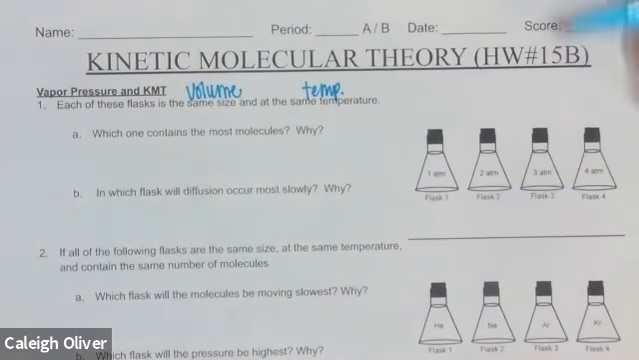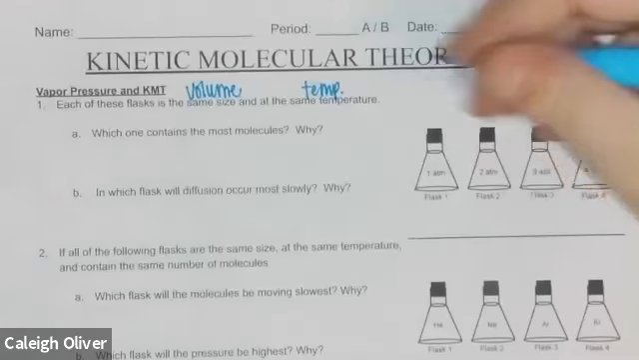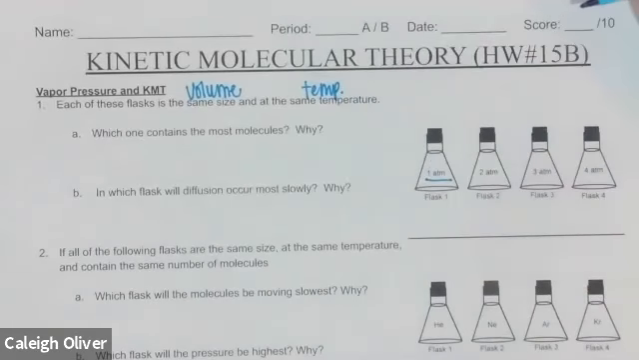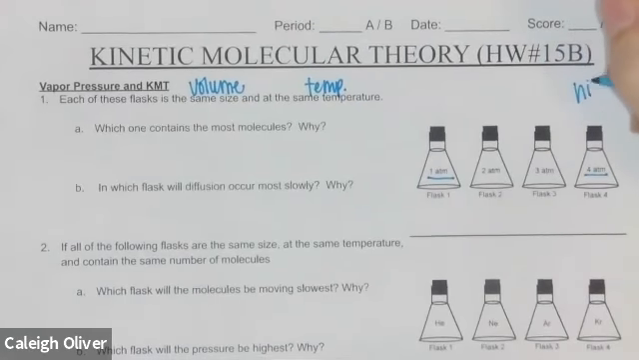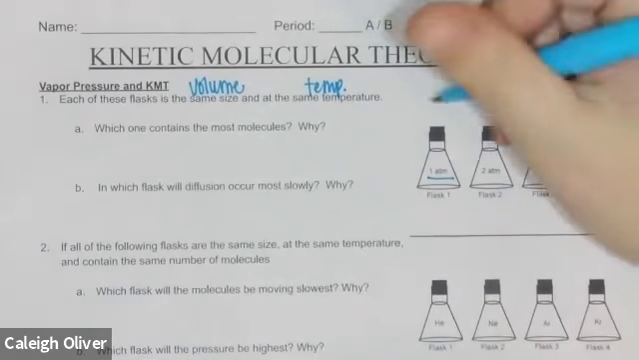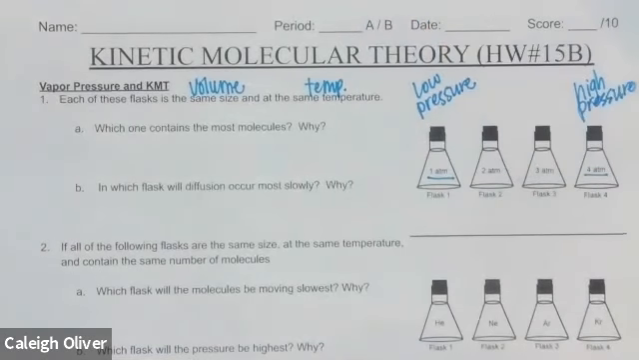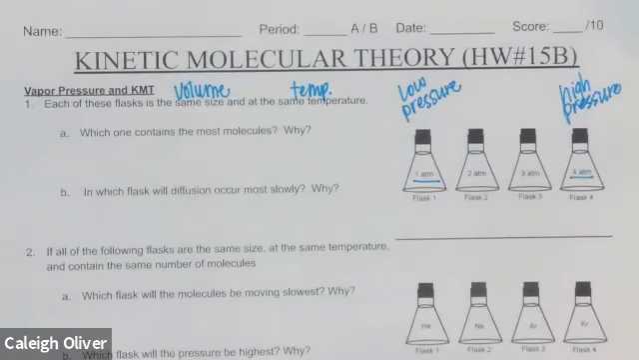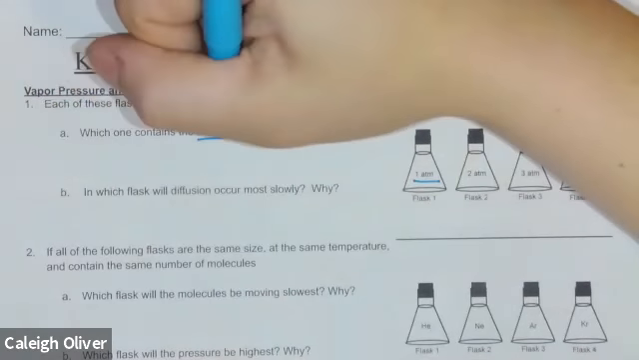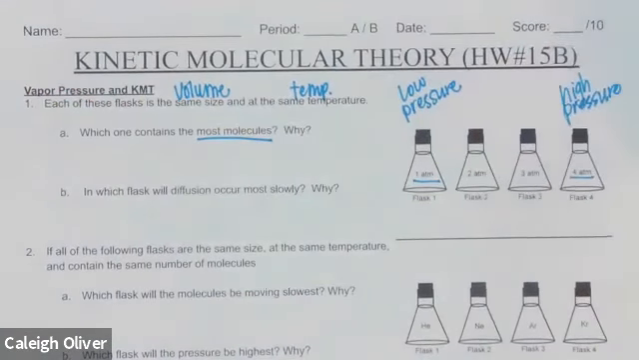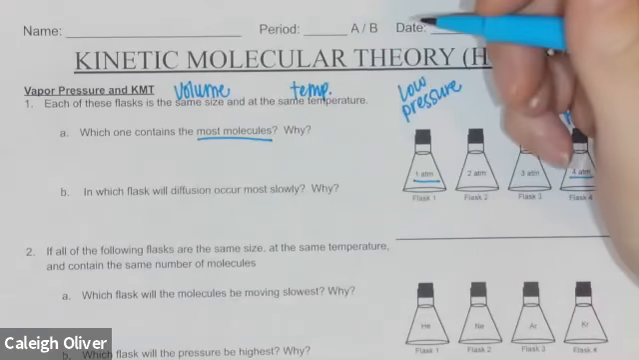Well, what's different about them is that this one has 1 atmosphere of pressure. This one has 4 atmospheres of pressure. This one has very high pressure compared to the other ones. This one has low pressure. What's causing the pressure? Which contains the most molecules? Because the more molecules that we pack into a container, the higher the pressure will be. So which one contains the most molecules?